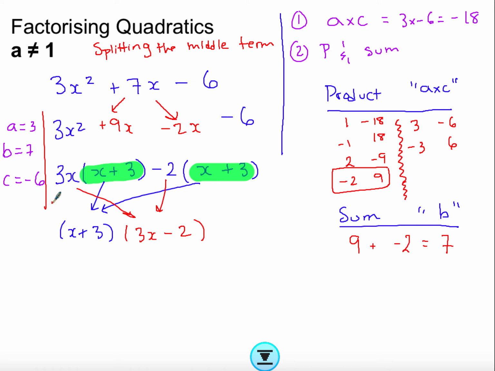I'm going to go through one more example, and I would encourage you to pause the video and try this on your own as well. That would be useful. So if I have 2x squared minus 9x minus 5. So do pause it and try it on your own, and then you can look at the solution if you want to.